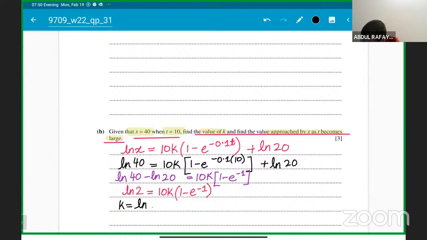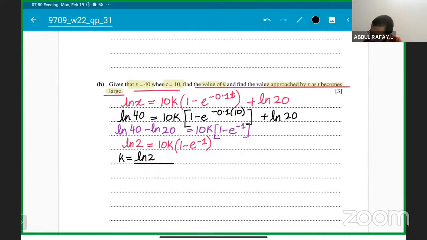The k value will be ln 2 divided by 10 times 1 minus e power -1. So this will be the k value. You can do it directly on the calculator: ln 2 divided by 10 times 1 minus e power -1. I'm getting 0.109.